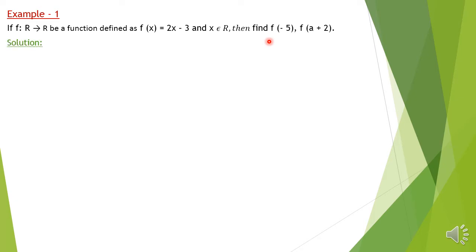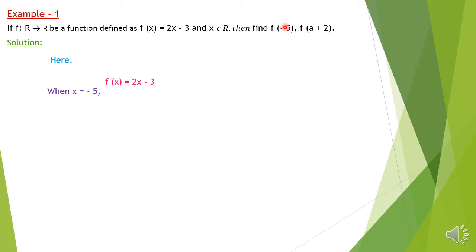Solution. Here this is the given function, f(x) = 2x - 3, and we have to find the functional value of function f at x = -5. Now the value inside the bracket is an input value. It's in the position of the input variable, so it is an input value. That means x = -5 is the input value. We have to put x = -5.